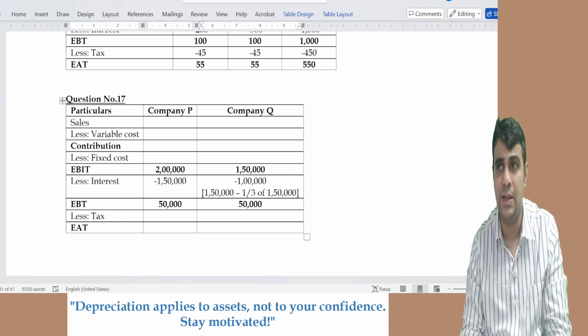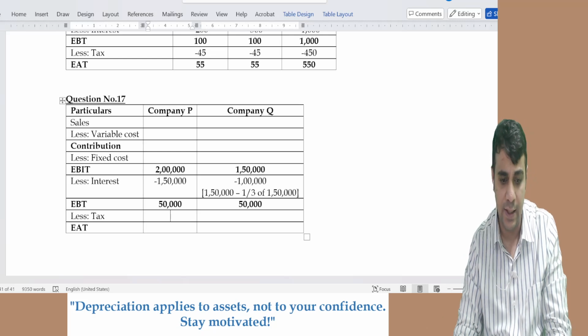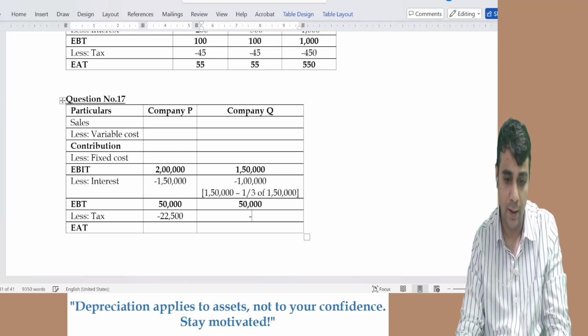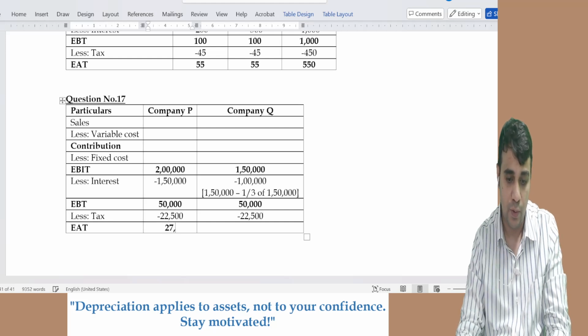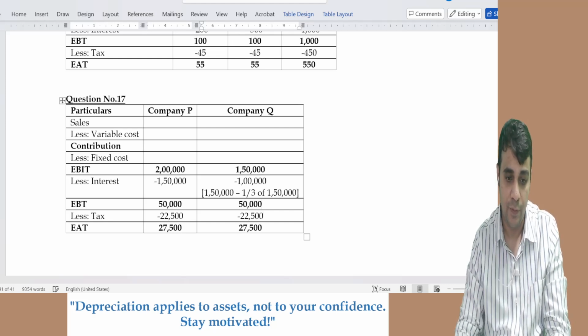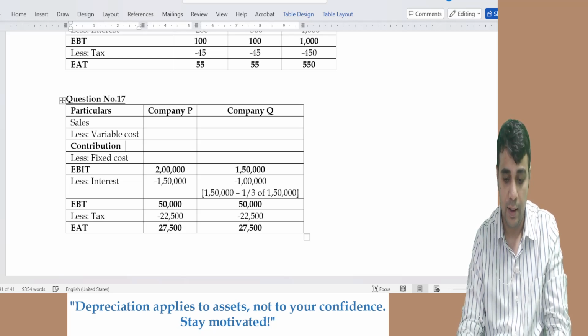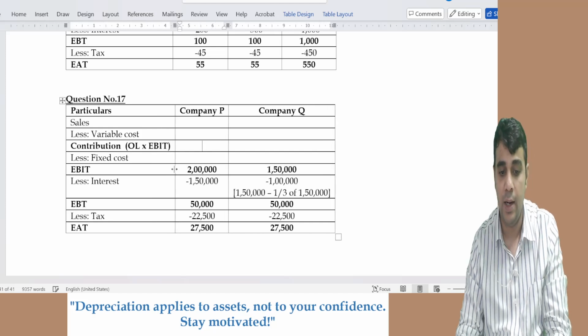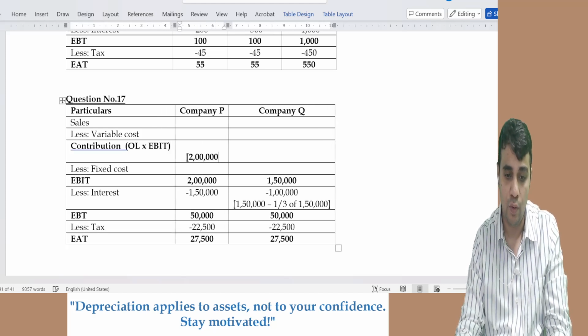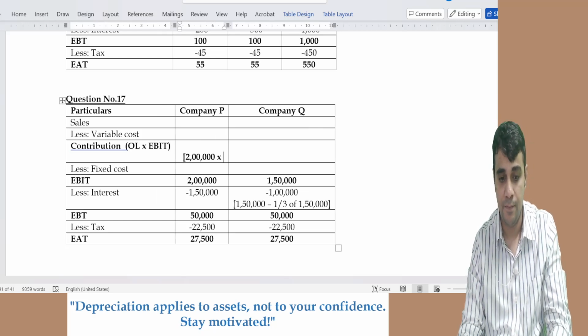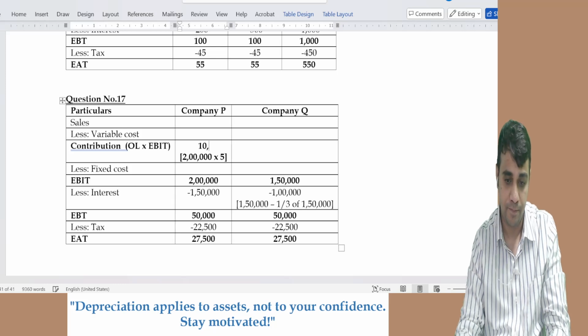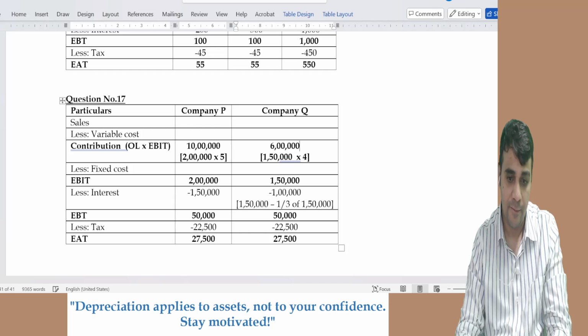But the question said same EBT. Same EBT, I copy paste the EBT. What is the tax rate? 22,500, 22,500, 27,500, 27,500. Contribution is OL into EBIT. 2 lakh into what is the operating leverage of the first company? 5. Second company: 6 lakh. Fixed cost, the balancing figure, is 8 lakh, 4 lakh 50.